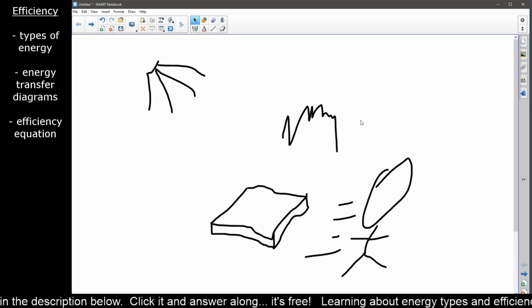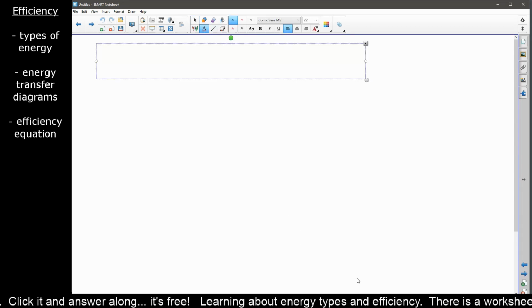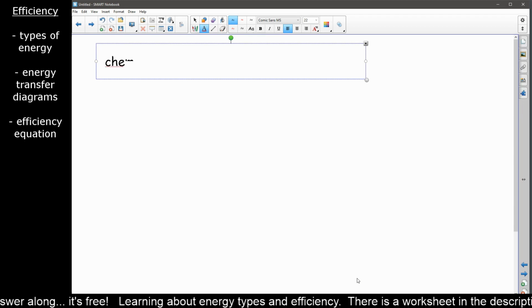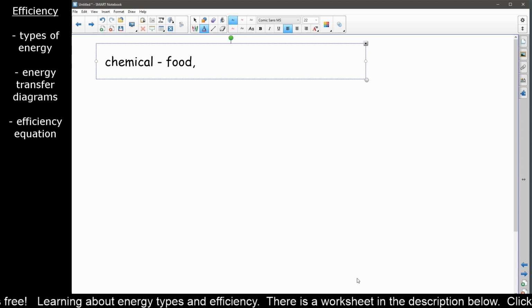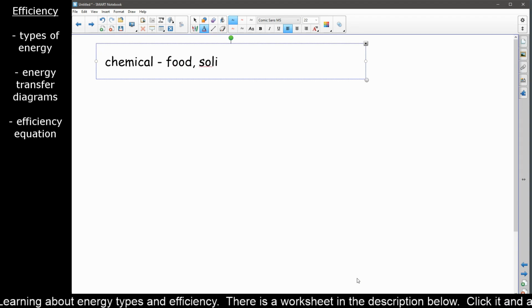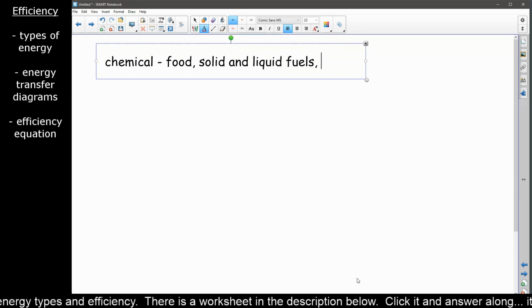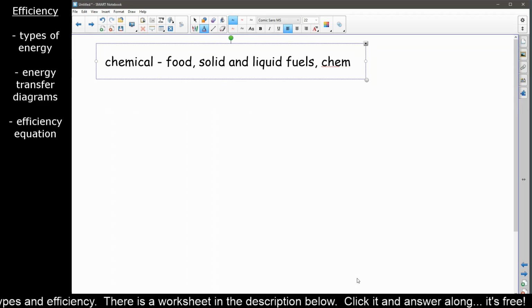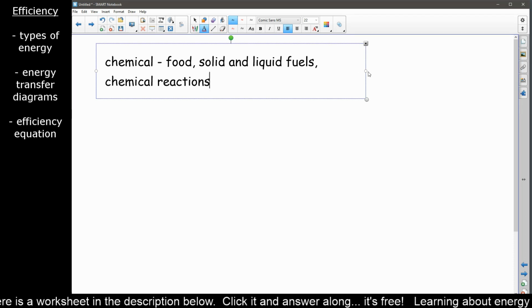But what are the different types of energy when we're chatting about them? The list, as you need for your GCSE, is pretty short, but we still need to know what they're all about. Okay, so the first one is chemical energy. This is the energy that we talk about when we're talking about food, when we're talking about solid and liquid fuels. And this is the energy that we get from chemical reactions.